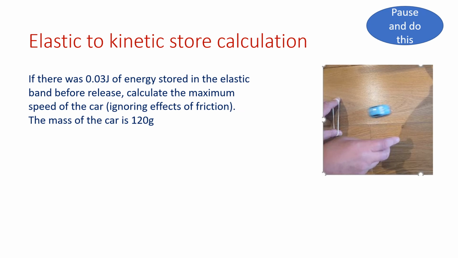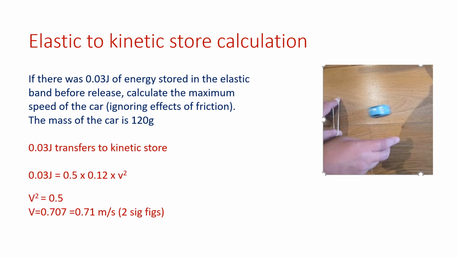Pause and do this elastic to kinetic store calculation. If there was 0.03 joules of energy stored in the elastic band before release, calculate the maximum speed of the car, ignoring the effects of friction. The mass of the car is 120 grams.